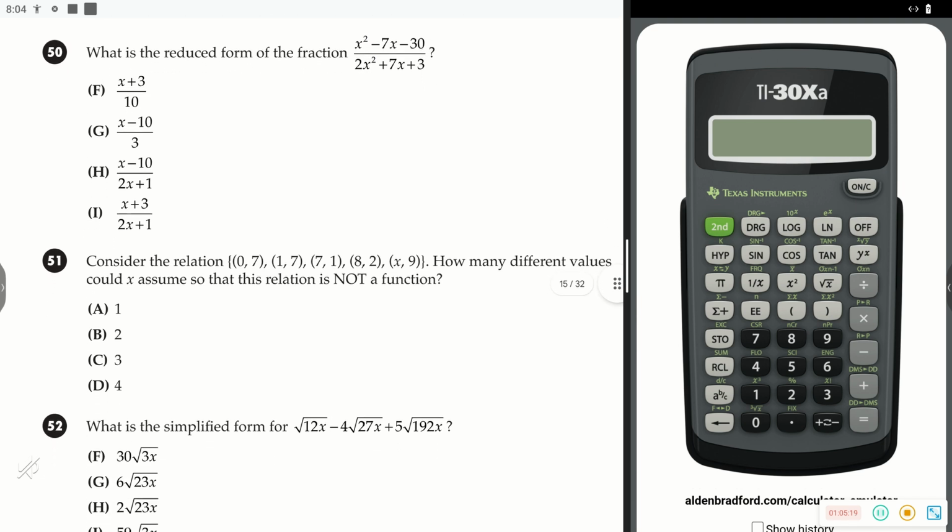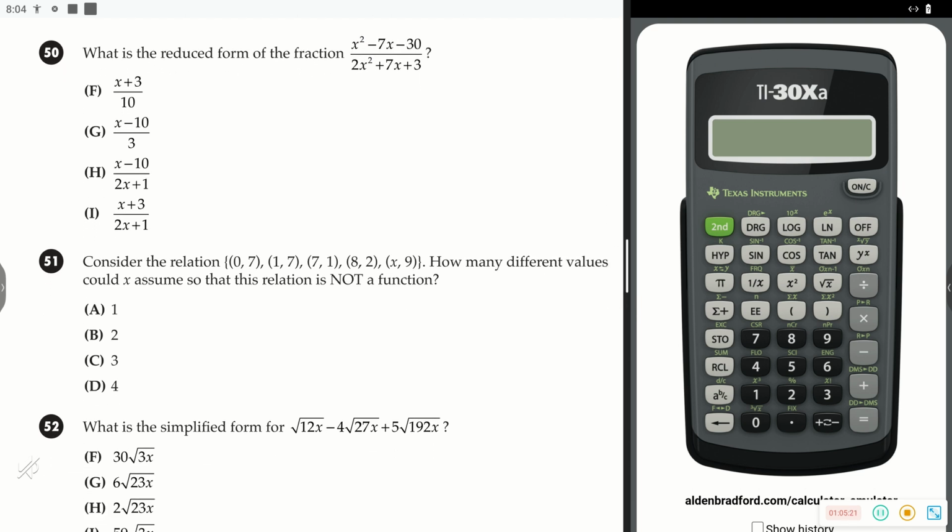Number 50. What is the reduced form of this fraction? Okay, this one, you can't just do x squared minus x squared.